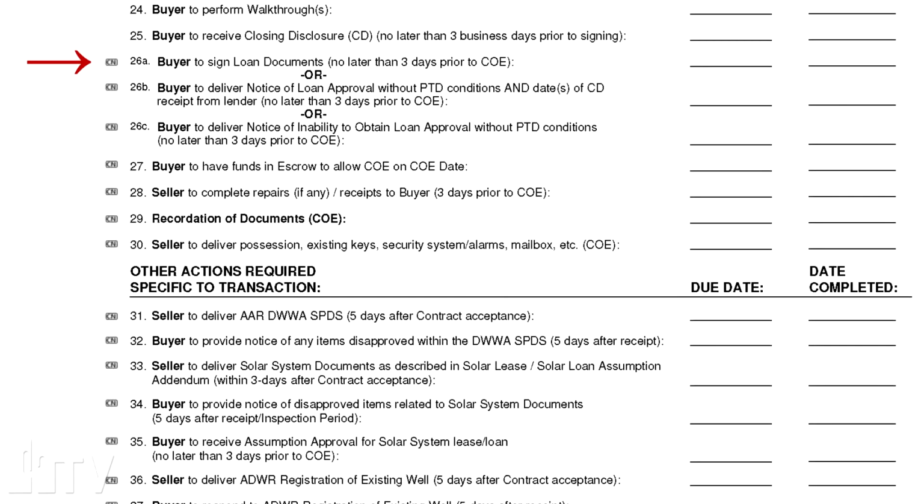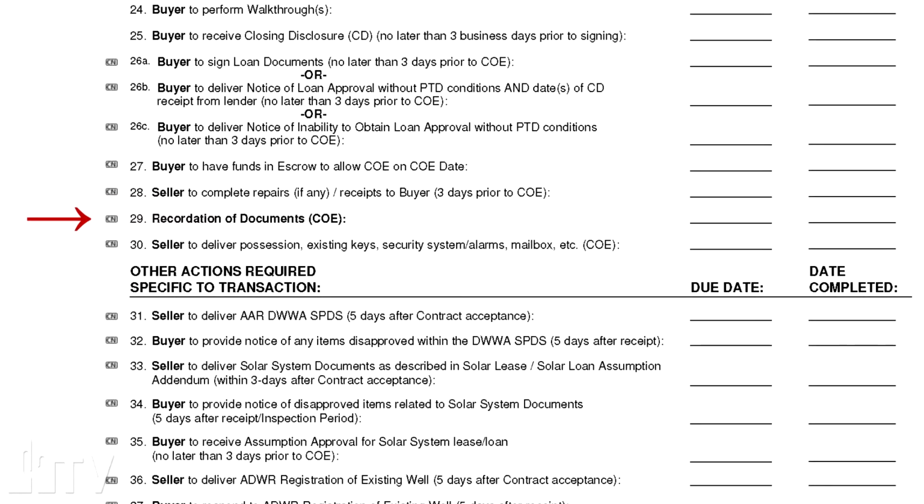Buyer to sign loan documents no later than 3 days prior to close of escrow. Or buyer to deliver notice of loan approval without PTD prior to doc conditions and dates of CD receipt from lender no later than 3 days prior to close of escrow. Or buyer to deliver notice of inability to obtain loan approval without prior to doc conditions no later than 3 days prior to close of escrow. Buyer to have funds in escrow to allow COE on COE date. Seller to complete repairs, if any, and deliver the receipts to the buyer 3 days prior to close of escrow.